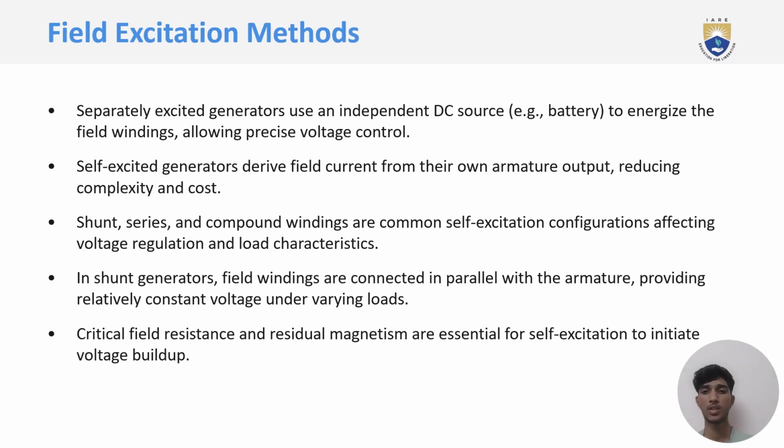Field excitation methods. Field excitation refers to the method used to produce the magnetic field in the generator. There are two main types: separately excited generators, where the field winding is powered by an external DC source; self-excited generators, where the generator uses its own output to energize the field windings. Self-excited generators include shunt, series, and compound generators. Depending on how the field winding is connected, these configurations affect the voltage regulation and load performance of the generator.